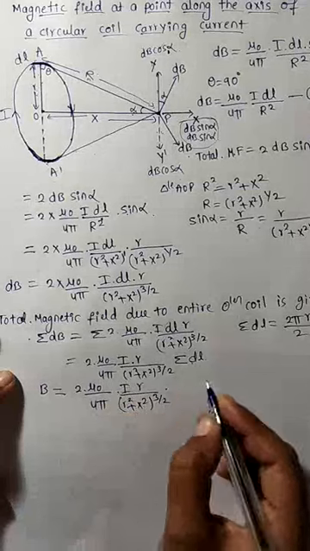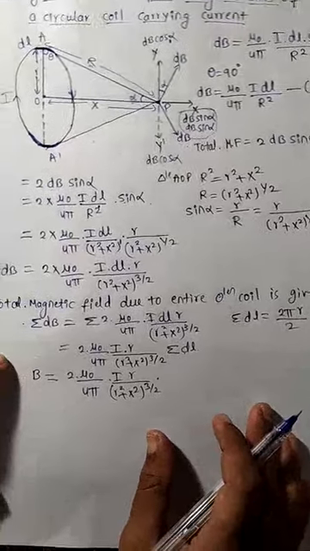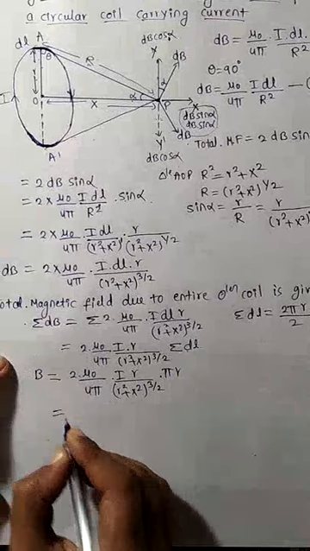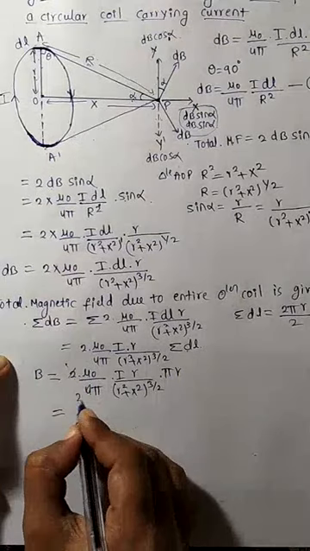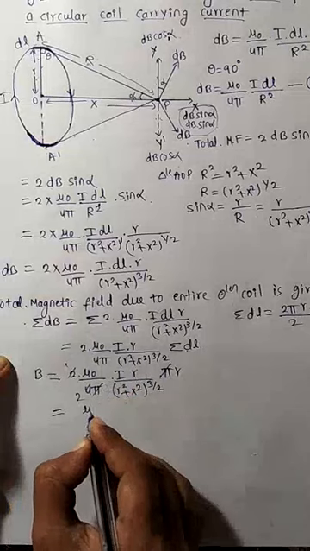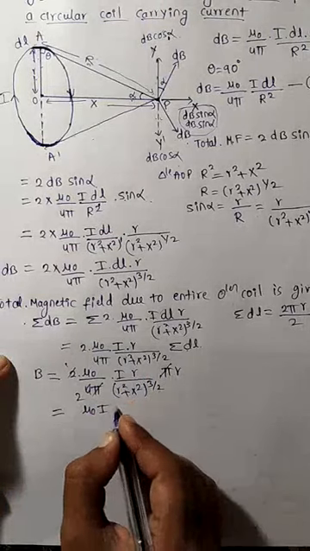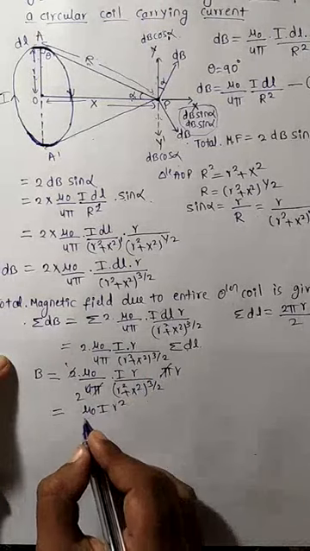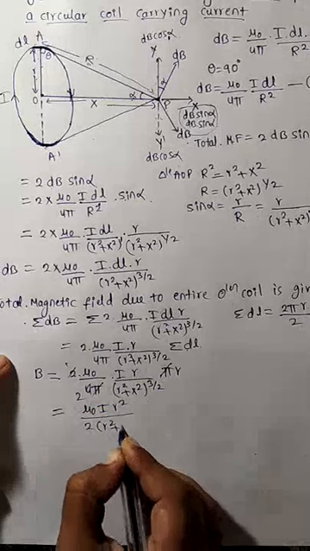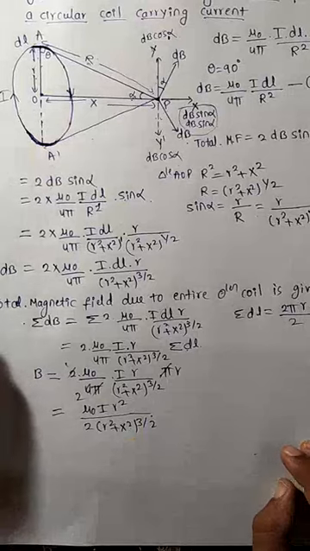Already it is there, into what is the summation of dl value? It is nothing but pi into r. So I will substitute that value, pi r we got. Now substituting this, 2 ones are 2, 2s I will get, pi gets cancelled here. So what is remaining? Mu naught I r square divided by 2 r square plus x square raised to 3 by 2.